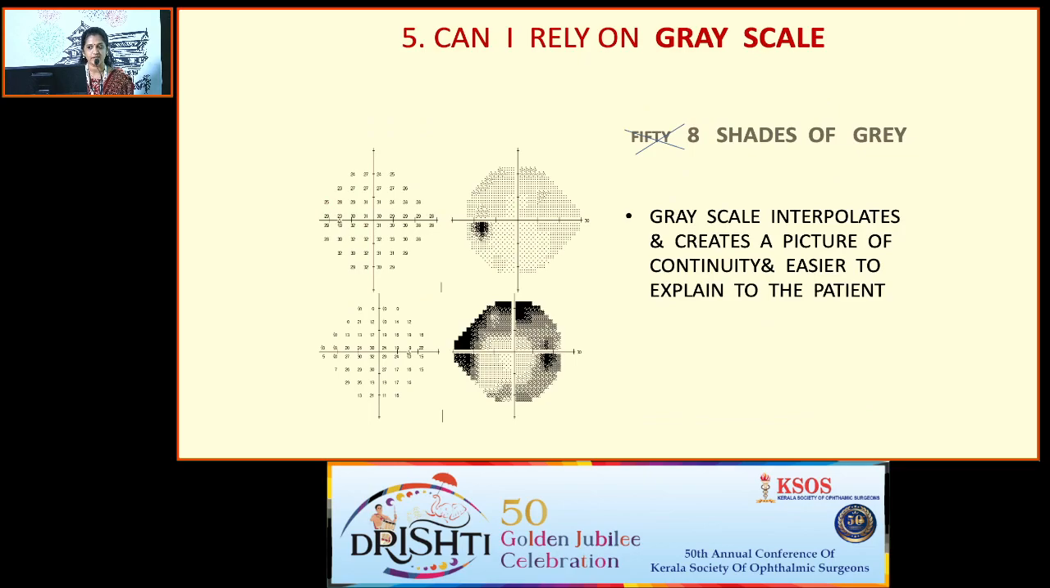Can I rely on the grayscale? Grayscale interpolates and creates a picture of continuity, and it is easier to explain to the patient. But it is not statistically significant, but you can have a quick look at that and see whether there are any patterns, for example, the clover leaf pattern, or if there is ptosis, or if there is a white scotoma. So for that you can use it.